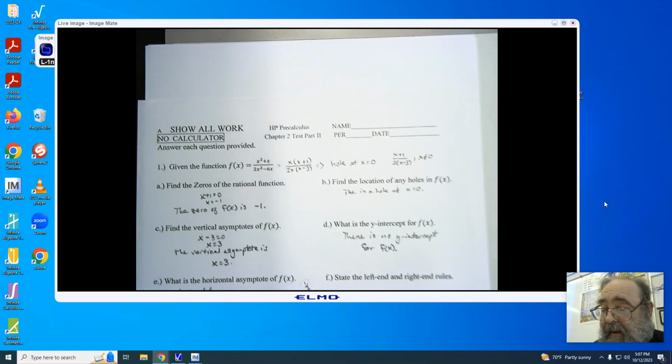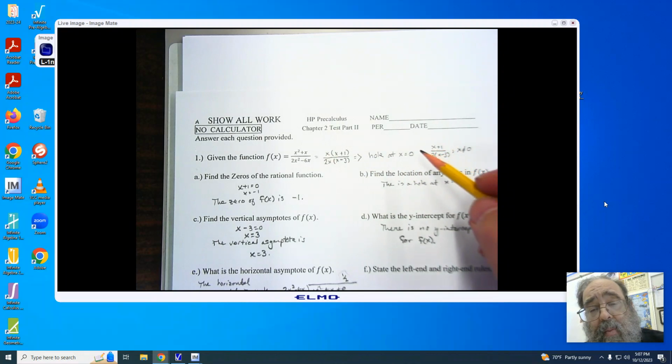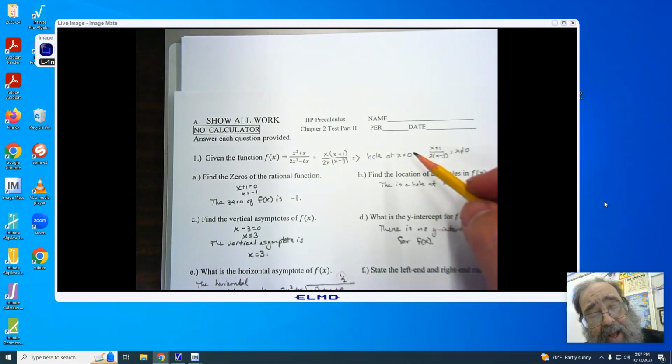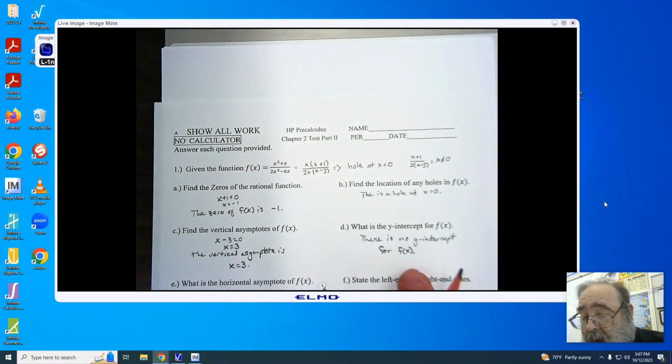Finding our y-intercept, we have a problem because y-intercepts are when x equals 0. But that is the location of the hole, and therefore there are no y-intercepts.